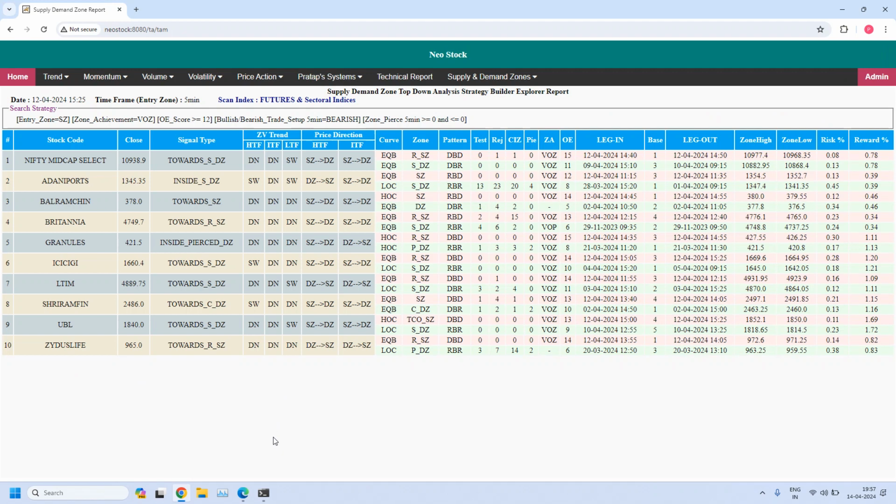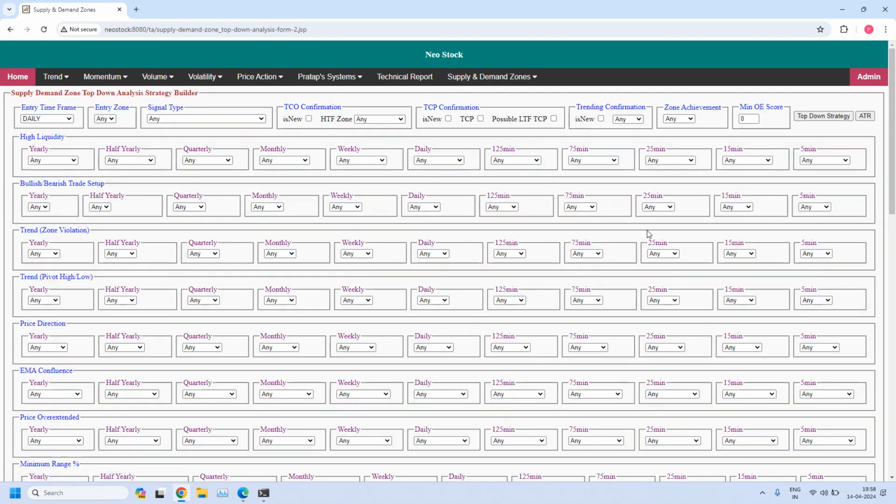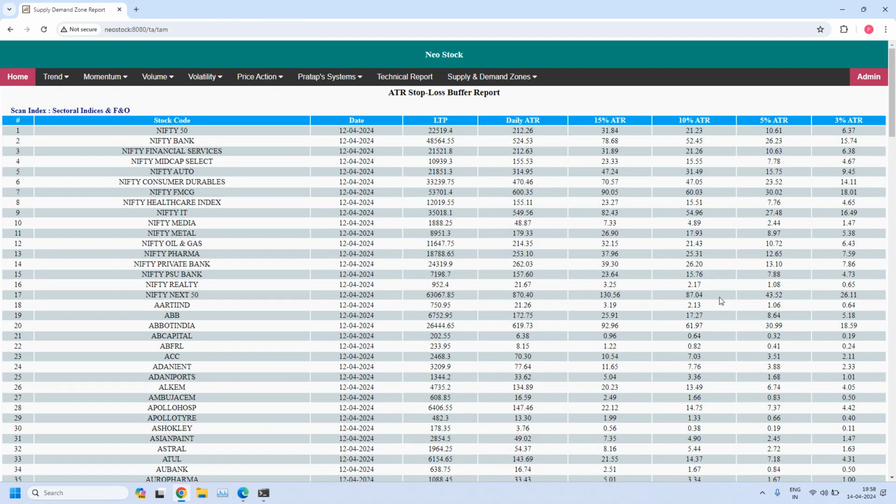Now we have to generate the last report. So far we have completed bullish and bearish trade setups for daily income trade and hourly income trade. Now let us generate stop loss buffers, not entry buffers. We have to generate stop loss buffers based on daily ATR. So based on daily ATR, I am generating.